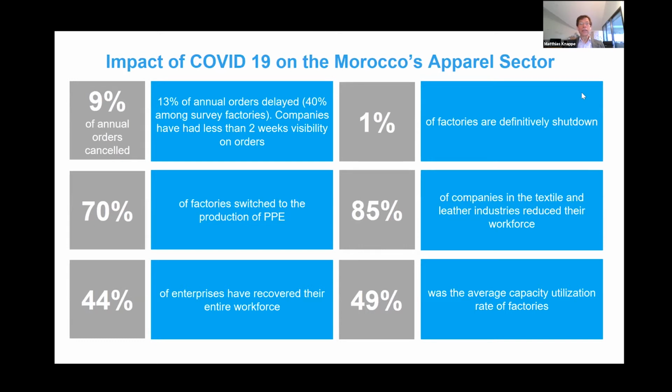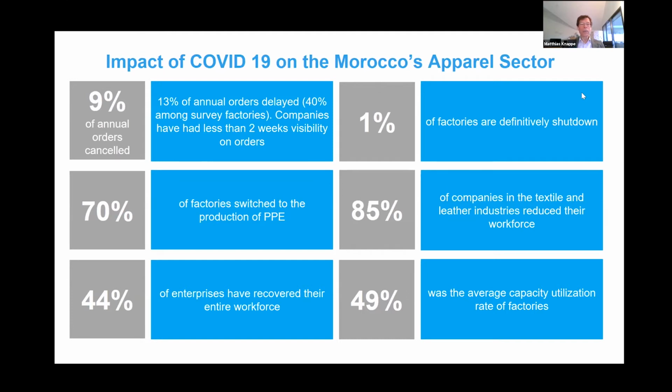Some of the companies that we surveyed said up to 40% of the orders actually were delayed, and that companies really have very low visibility of what's forthcoming. That was during the first wave. In summer it was a little better, but now it's back to low visibility. I'm not saying that this is a good thing, but it's only a small fraction, about 1% of the factories, that are expected to actually shut down completely and won't open anymore after the pandemic.